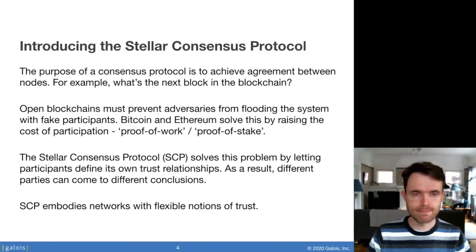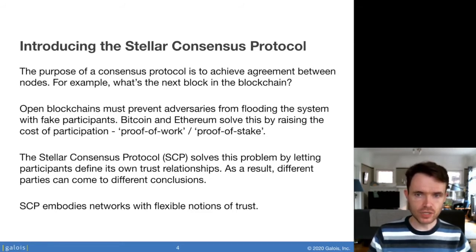Bitcoin and Ethereum are open blockchains, meaning that anyone can participate in the protocol. This creates a problem when trying to establish agreement, because malicious parties can attempt to corrupt the consensus protocol by creating thousands of fake participants. Other blockchains solve this problem by either forcing participants to perform difficult computations, this is called proof of work, or allowing them to vote based on their current ownership of resources, this is called proof of stake. The idea is to raise the cost of participation to the point where a malicious party can't easily flood the system. The Stellar Consensus Protocol takes a different approach.